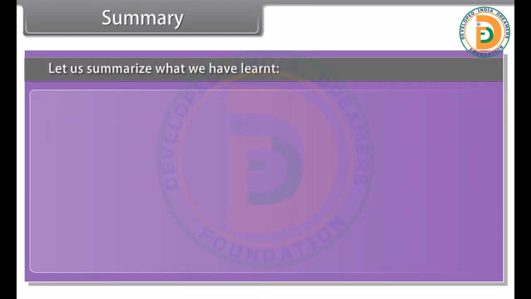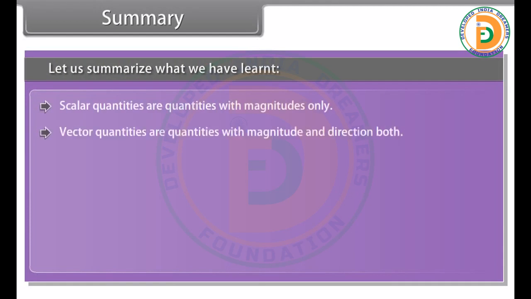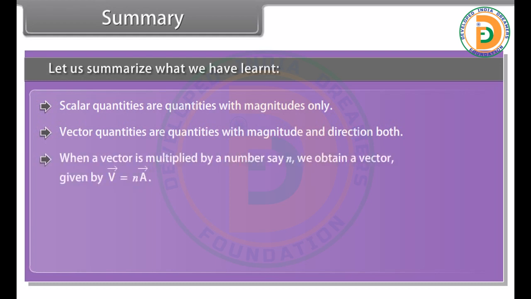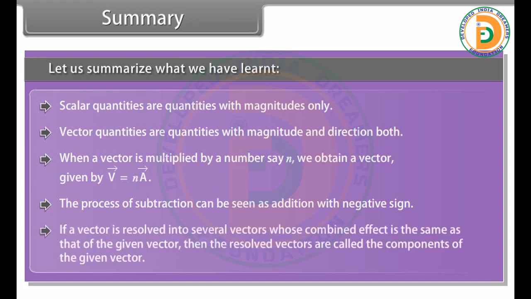Summary. Let us summarize what we have learnt. Scalar quantities are quantities with magnitudes only. Vector quantities are quantities with magnitude and direction both. When a vector A is multiplied by a number, say n, we obtain a vector v given by v = nA. The process of subtraction can be seen as addition with negative sign. If a vector is resolved into several vectors whose combined effect is same as that of the given vector, then the resolved vectors are called the components of the given vector.